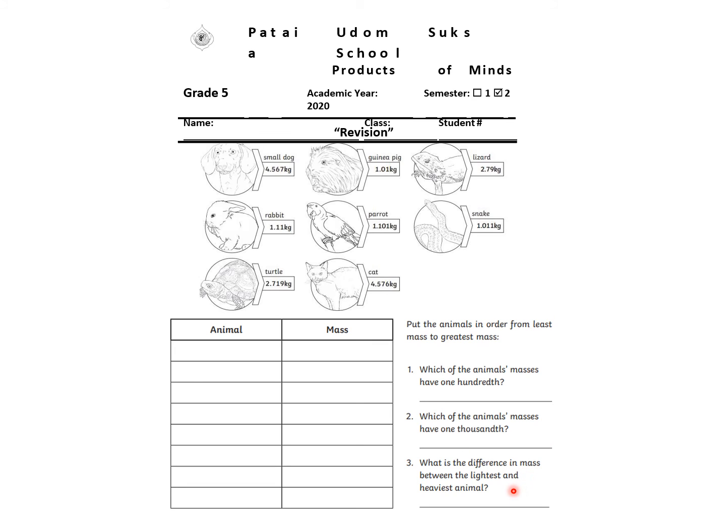Our third question is, what is the difference in the mass between the lightest and the heaviest animal? If you arrange the animals according to their masses, the lightest will be at the top and the heaviest will be at the bottom. You need to find out the difference between these two masses, between the least and the highest mass of the animal.